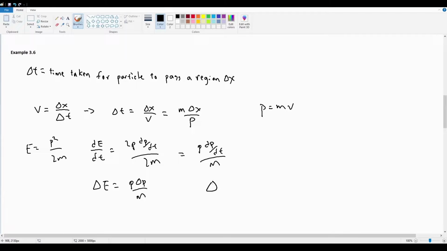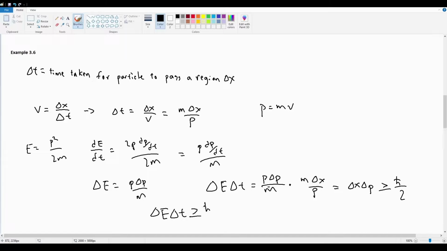So in that case, delta E times delta t is going to equal p delta p divided by m, times m delta x over p. The p's cancel, the m's cancel, and what we're left with is delta x delta p. This is literally just the uncertainty relation between position and momentum. By definition, this is already greater than or equal to h bar over 2. Therefore, our hypothetical system of a free particle does indeed obey this requirement of delta E delta t being greater than or equal to h bar over 2.